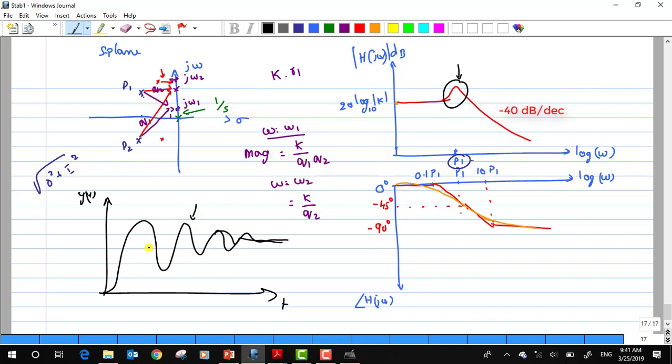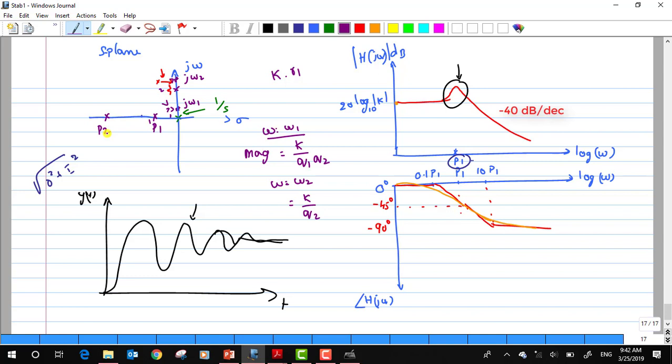Now, say for example, I don't have this kind of pole location, but my P1 and P2 are real. Okay? Let us assume that I have my P1 here and I have my P2 here. Now, how would my magnitude plot look then? For this type of pole location, how will I draw the magnitude plot? I know what the answer is supposed to be for my y of t, but I just want to know how you draw my magnitude plot. How do you do that?